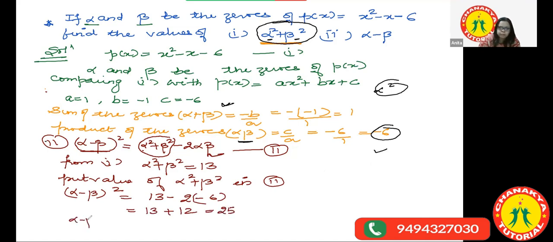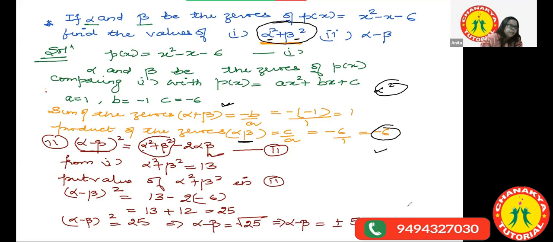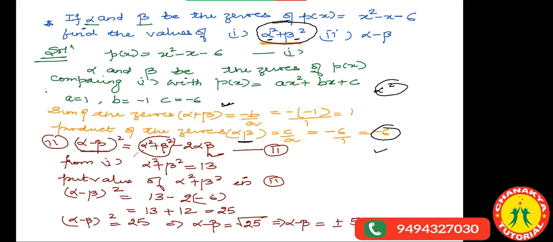Now we have the value of alpha minus beta whole square equal to 25. Then the value of alpha minus beta will be the square root of 25. On evaluating the square root, the value of alpha minus beta will be equal to plus minus 5. Is it clear? Yes, class. Any doubt? Yes, ma'am.